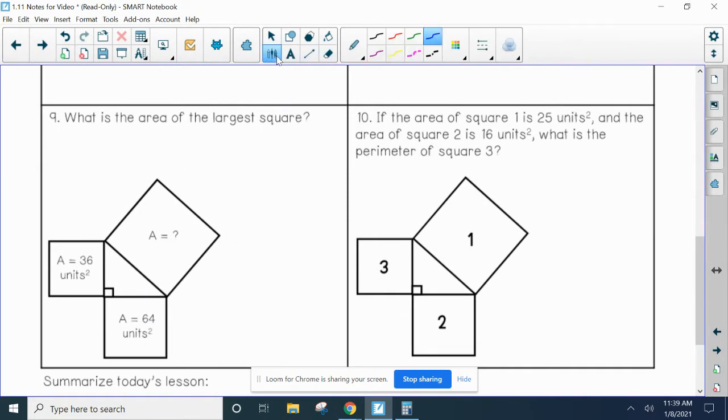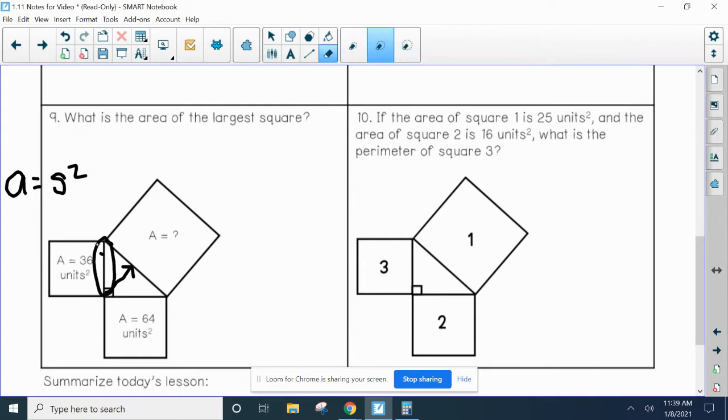So our largest square is our hypotenuse side. So we have A is 36 units squared, and A is 64 units squared. The area of a square is side squared. So the square root of this area would be our side. The square root of 36 is 6, so we know this side is 6. And we know the square root of 64 is 8, so this side is 8.